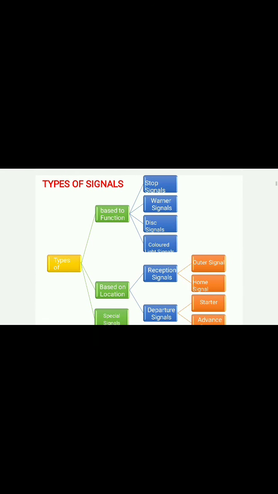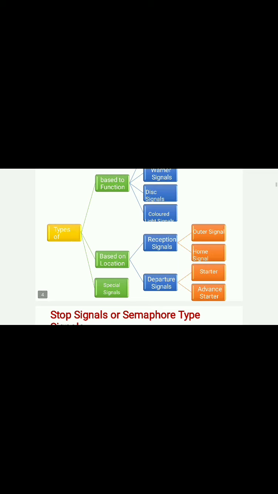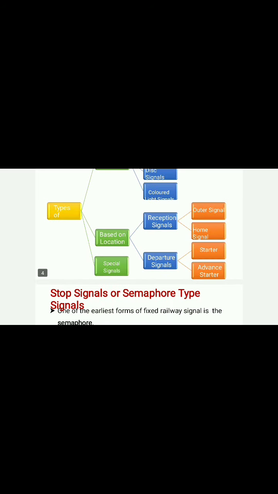Types of signals based on the function are stop signals, warner signals, disc and color light signals. Based on the location, it is classified as reception signals and departure signals, which are further classified into outer, home signal, starter signal, and advanced starter.